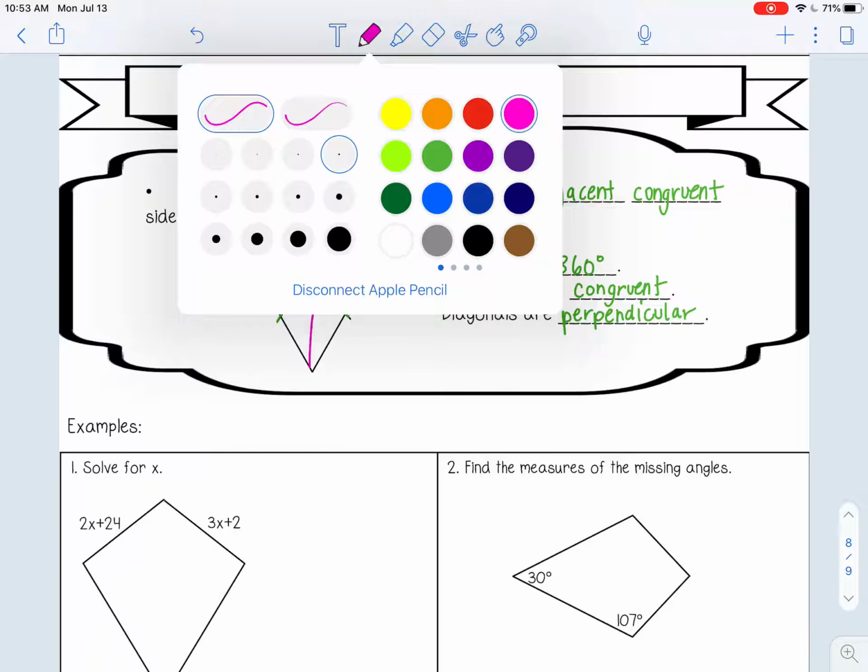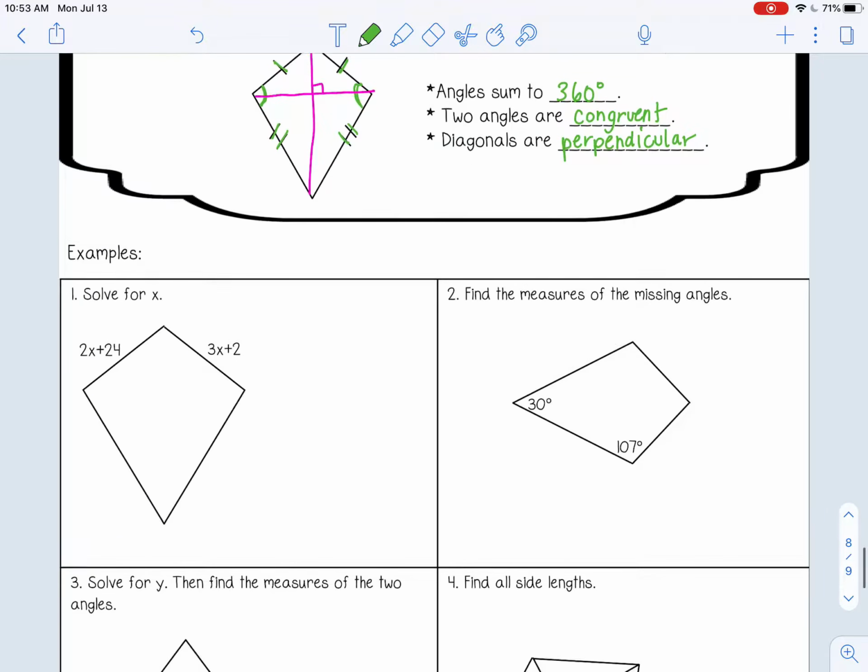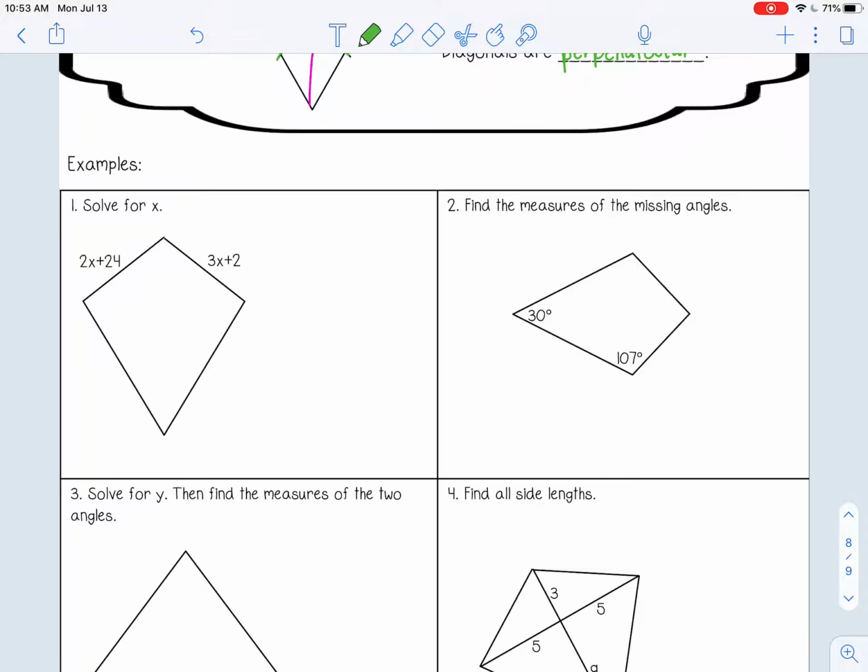Okay, so let's try some examples. So in number 1, it says to solve for x, and these sides are congruent, so that means the expressions that represent the lengths of those sides are equal, so we can set them equal to each other. It doesn't matter which expression you write first. Okay, so I'm going to start by subtracting 2x from both sides. And then I'll subtract 2 from both sides. So x equals 22.